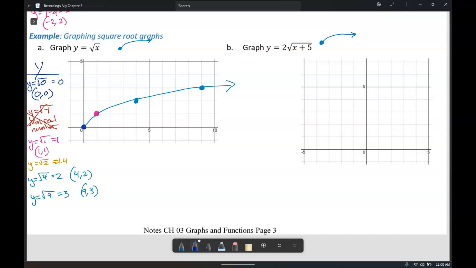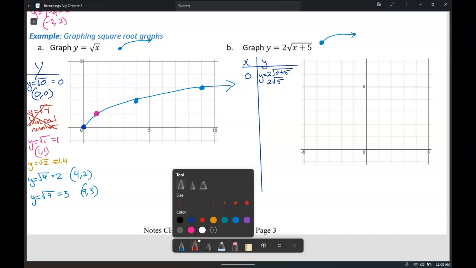So we can graph our equation. We'll start with our xy chart. We have x, and we have y. So we'll start with 0. Y equals 2 times the square root of 0 plus 5. 0 plus 5 is 5. Well, I can't take the square root of 5 and get a nice pretty integer number. So let's choose something else for x that's easier to plot.